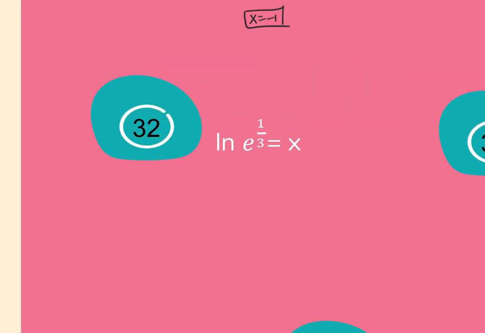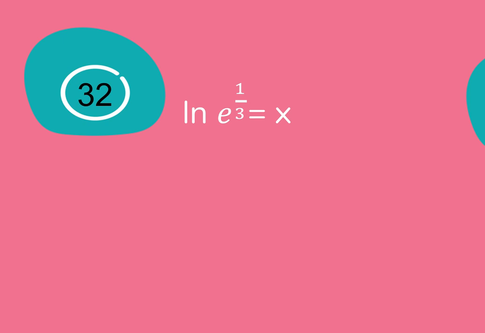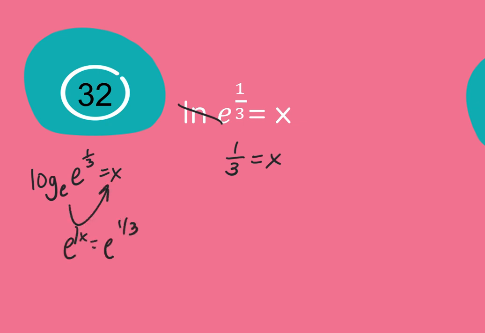Go to 32. What would be ln of e to the 1/3? 1/3. This can only work when it's ln e, not log e. Correct. Now, if you didn't know that, you can rewrite it as log base e of e to the 1/3 equals x, and then convert this into exponential: e to the x equals e to the 1/3. My one-to-one property says that those exponents are equal to each other. But you don't have to do all that work if you know the property well enough.